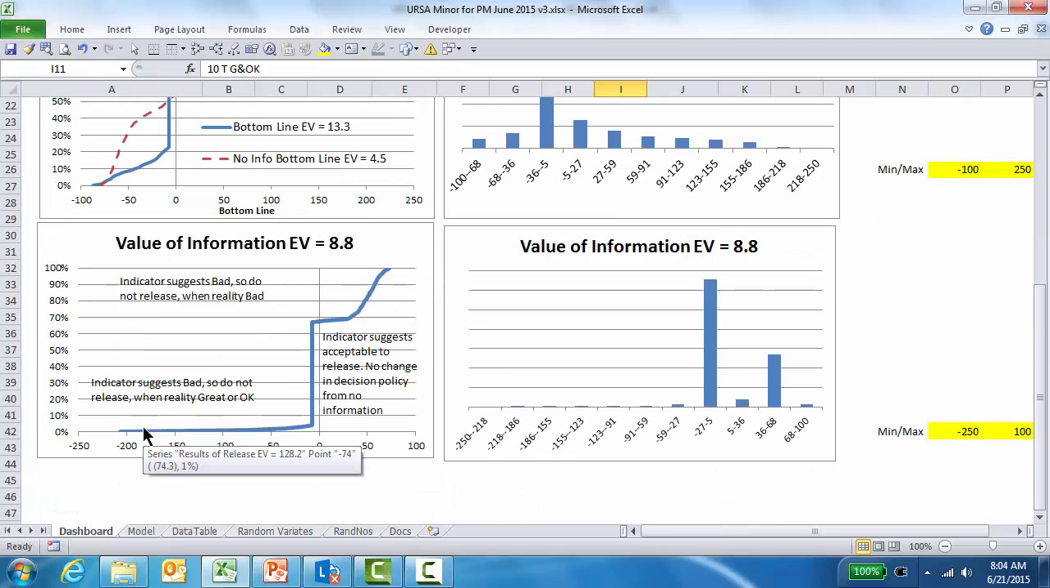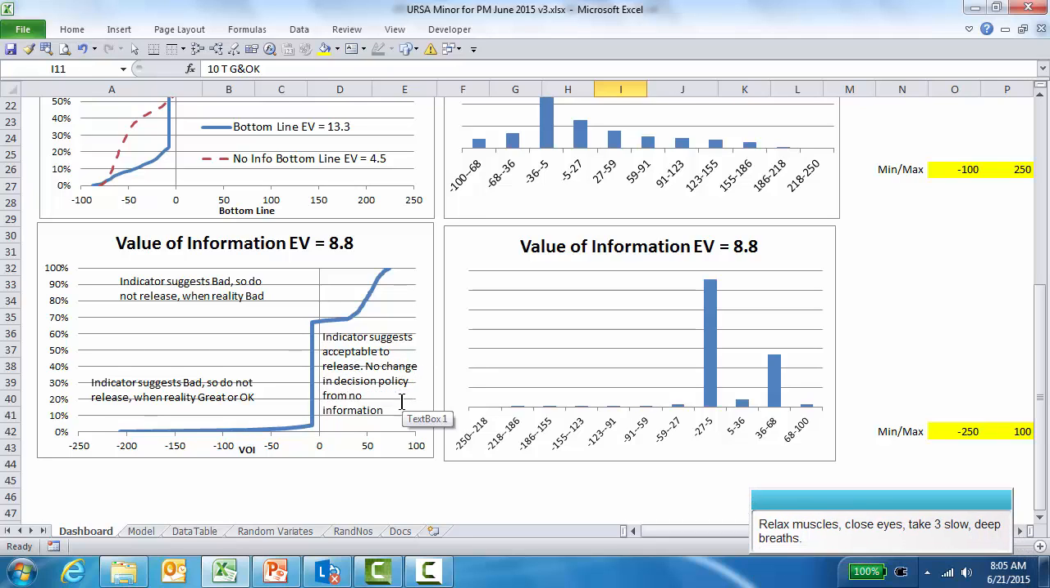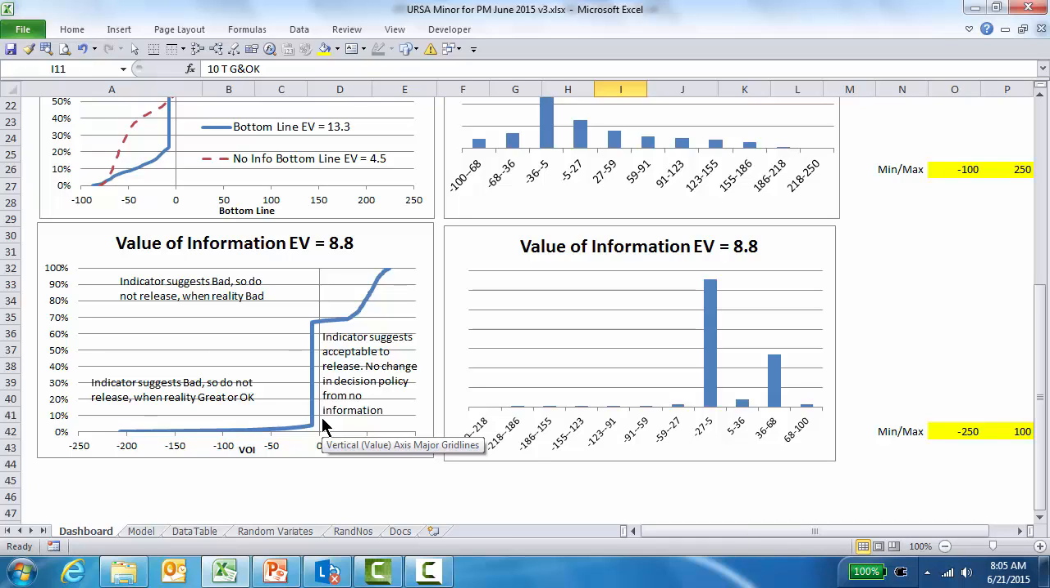So let's dissect this distribution. There's a note here. It says indicators suggest acceptable to release, no change in decision policy from no information. So when I do the same thing as in the no information case, which is to release all the time, I simply incur the cost of the pre-release. And that's what this is representing. So this is when I make a decision to not release, and the movie would have been bad, and so I save that money.